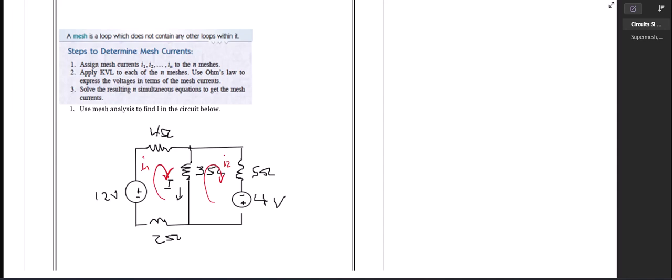So in this example, the current going down that middle one. Well, if we look at it, I1 is going down, but I2 is going up through that branch. So the current down that middle branch equals I1 minus I2. After I find I1 and I2, then to find I, which is what the question is asking for, I will equal I1 minus I2.